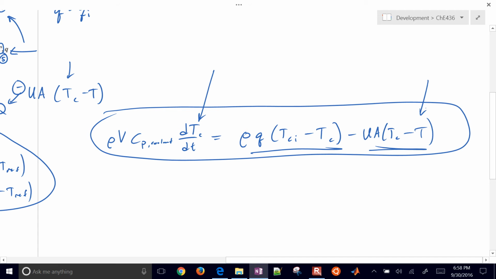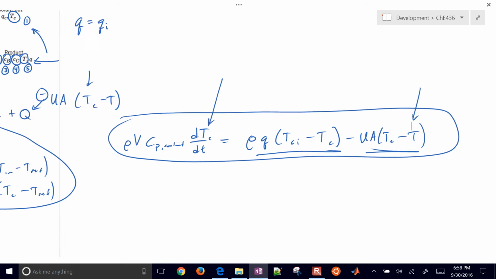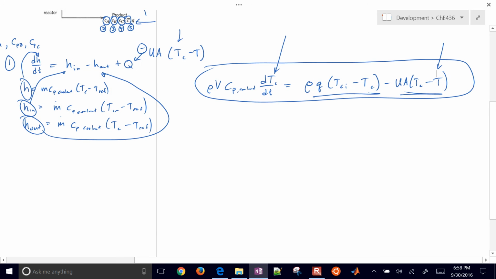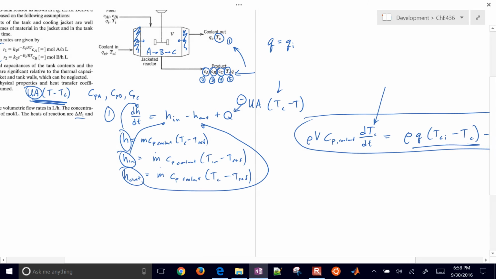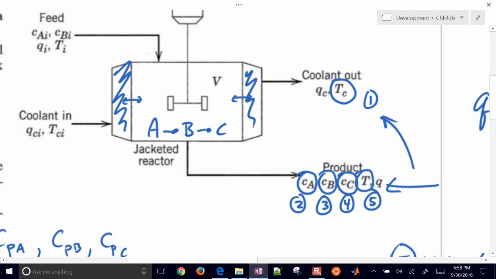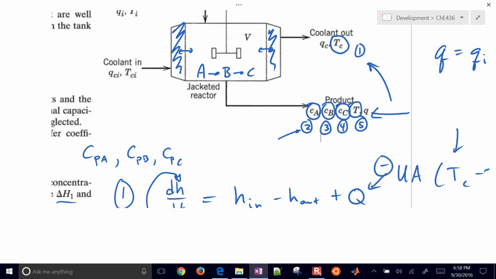You'll notice that it's also dependent on the temperature of the reactor, how that changes with time. So we can't solve this equation independently. We will have to solve it with the overall energy balance for the reactor contents as well. Okay, so let's move on to number 2 now, which is our species balance for concentration A.